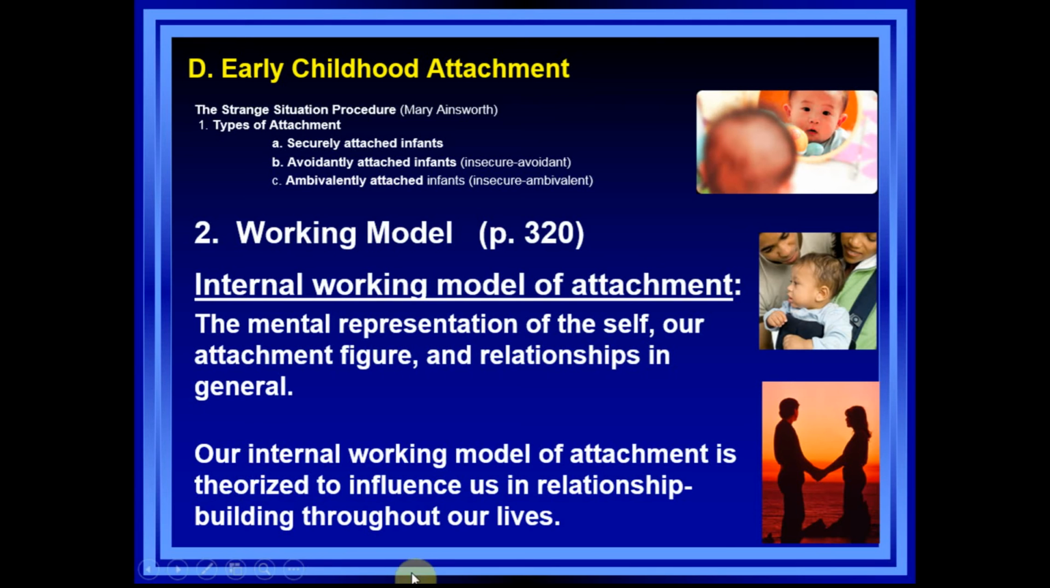Now, the theory says that internal working model of attachment that we just described for that securely attached infant will influence that little one in relationship building throughout that little one's life. So let's fast forward that little one from infancy to the first time that little one is going to have a relationship with someone who is not in their primary family. So they're going to have an intimate relationship outside of the family.